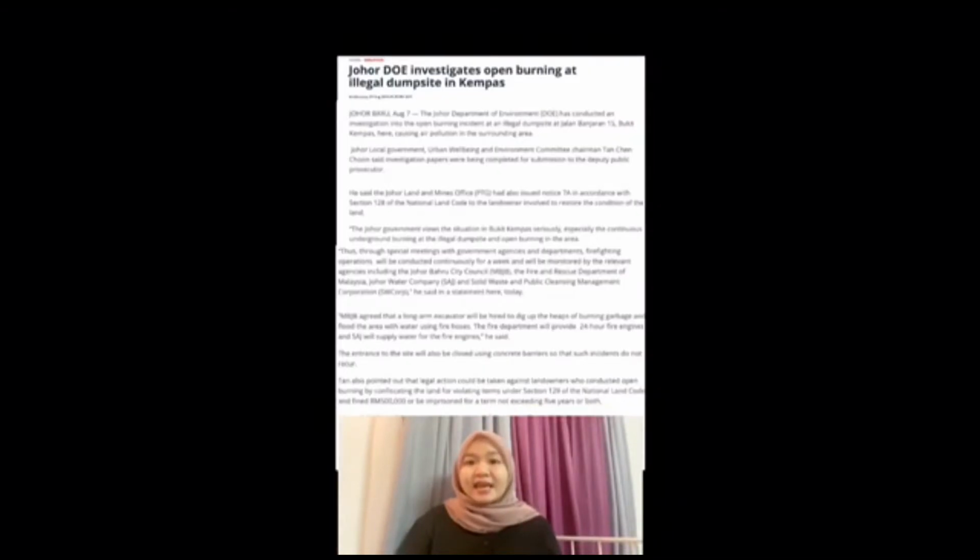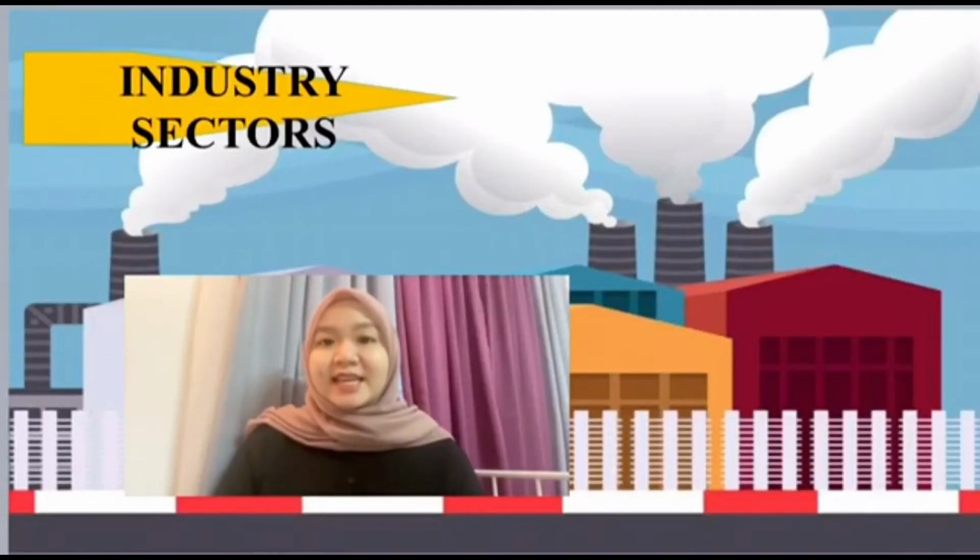The illegal open burning can cause haze like in Johor Bahru. There are prohibitions of open burning in Malaysia that can apply. The second challenge of air pollution in Johor Bahru is industrial pollution.